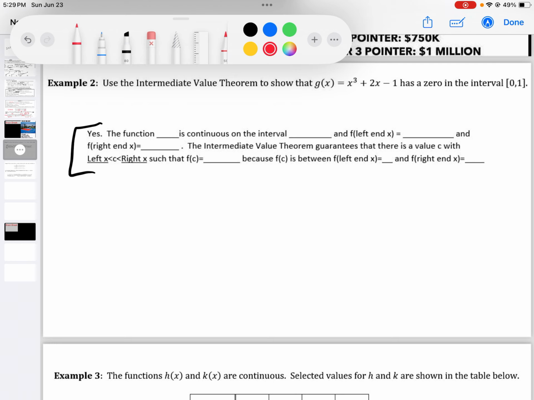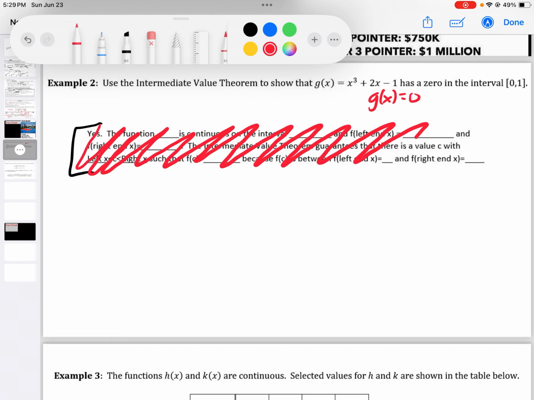All right, so use the intermediate value theorem to show that g of x is equal to x cubed plus 2x minus 1 has a 0 in the interval 0 to 1. So to have a 0 means g of x has to equal 0, right? That's the 0, so the x number. So I might replace that x with a c. I can replace it with anything. But I'm going to cross this out because I don't like the way it says it anyway.